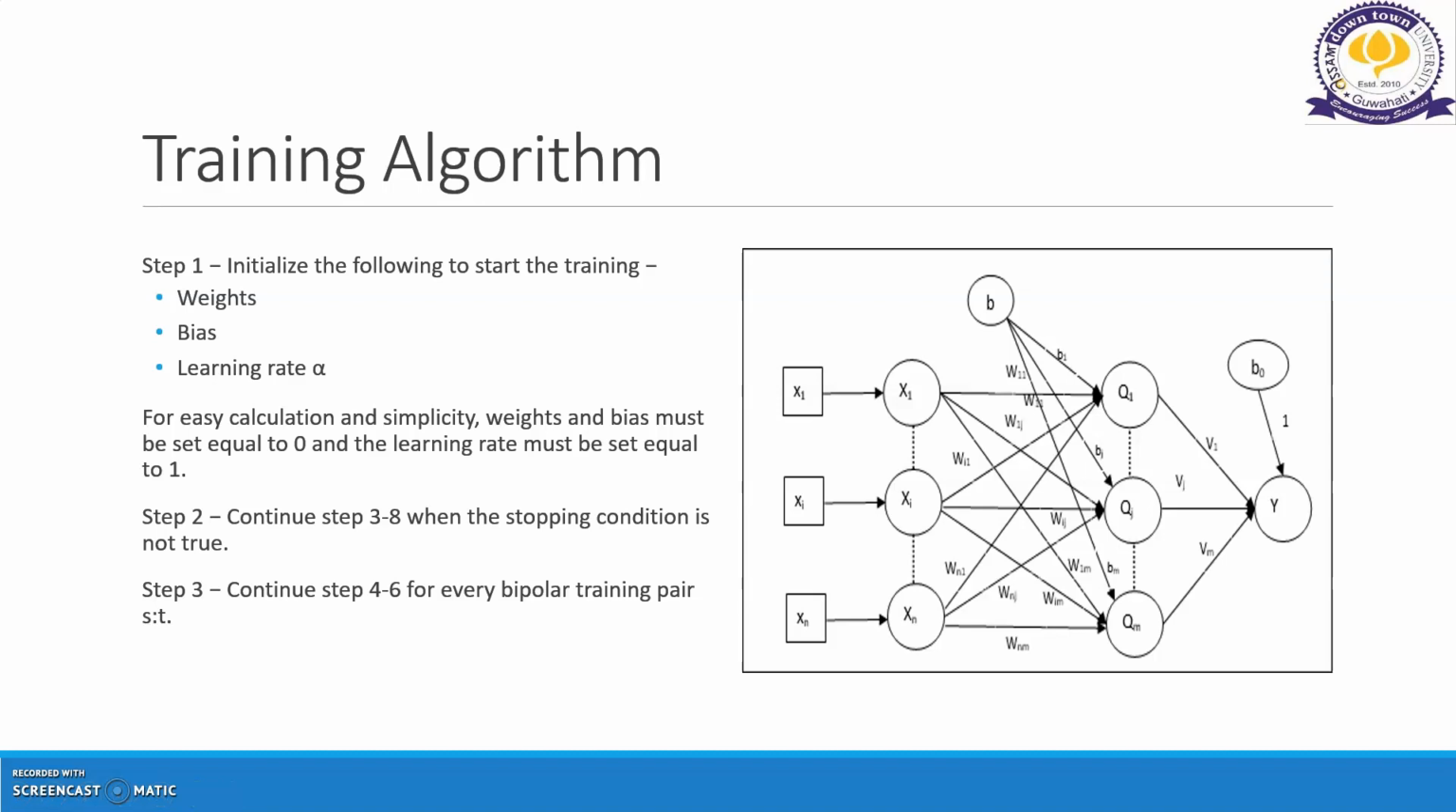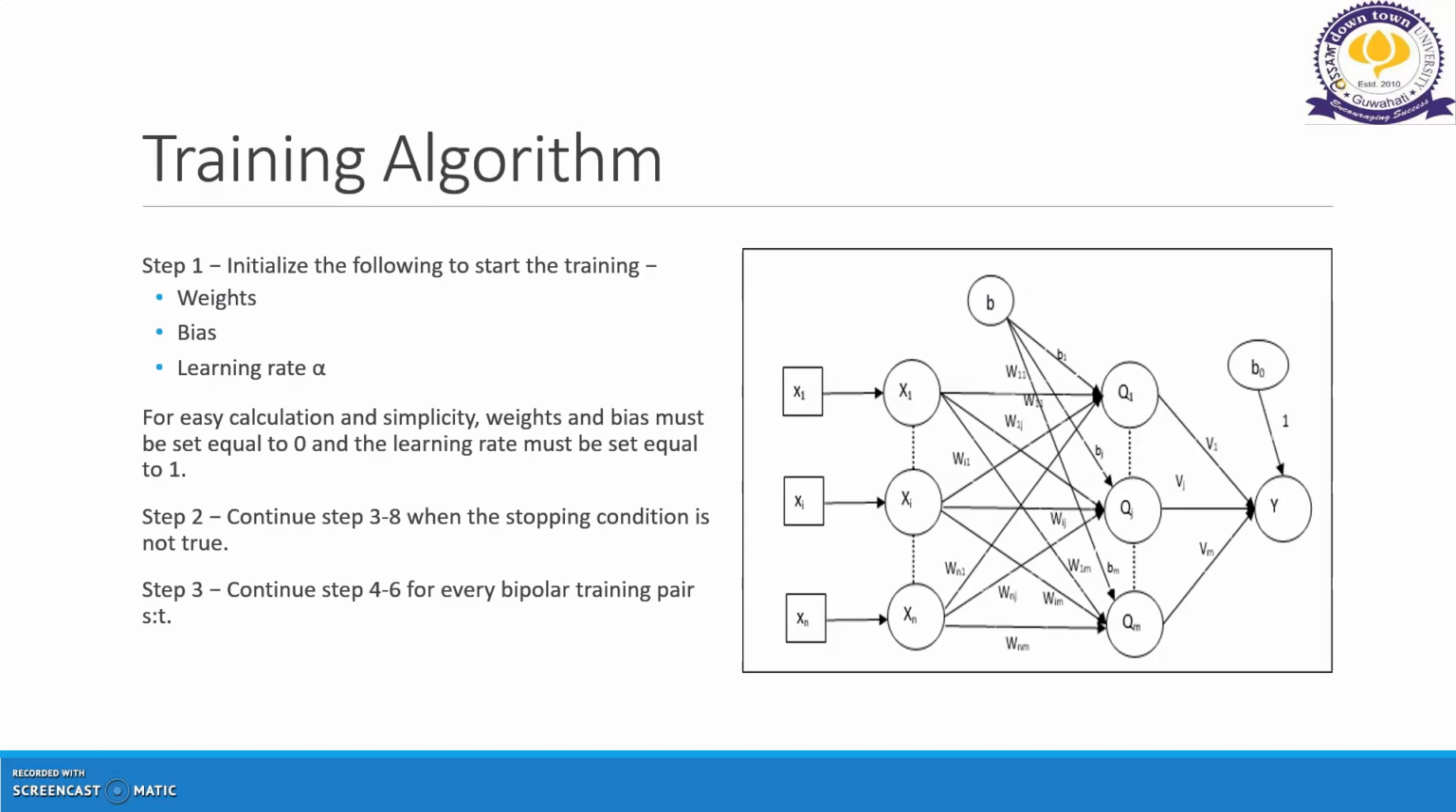So now the training algorithm. Just like Adaline, we initialize the training by initializing the value of 3 parameters: weights, bias, and learning rate. And for simplification, we set the value of weight and bias to be 0 and learning rate to be 1. So the training process continues. The step 3 to 8 will continue until a stopping condition is met.